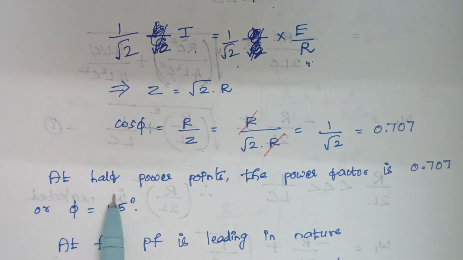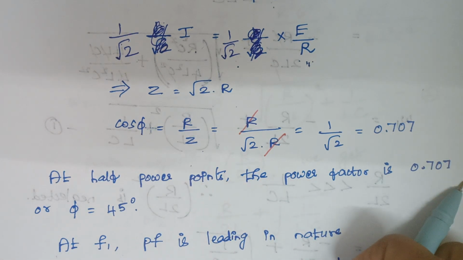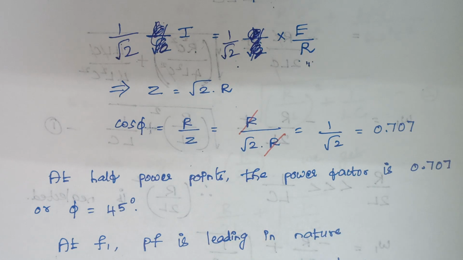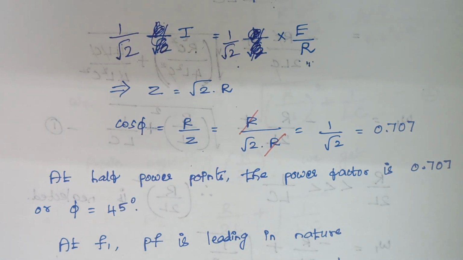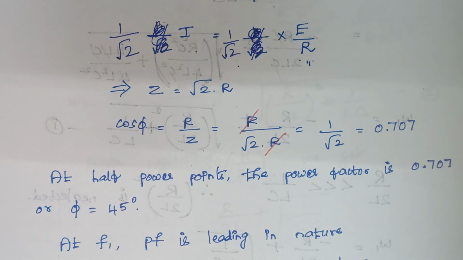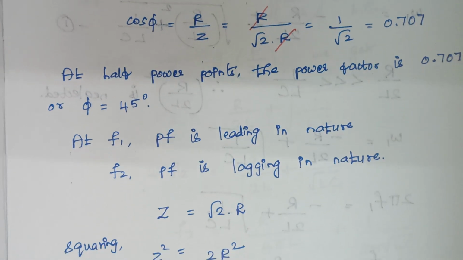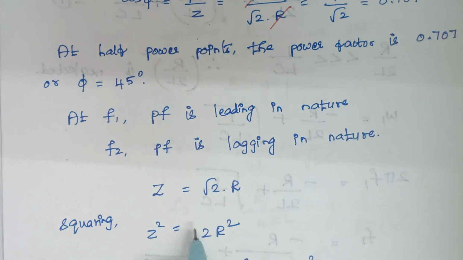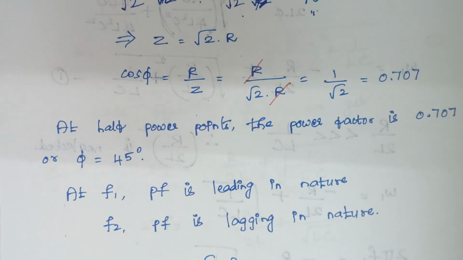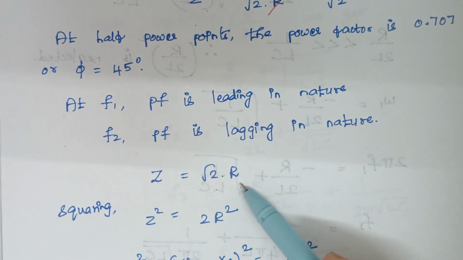The next thing is at half power points, the power factor is 0.707, right? Or we can simply say at an angle of 45 degrees, we are having the power factor as 0.707. So at F1 the power factor is leading, and at F2 the power factor is lagging, right? So let Z is equal to root 2 into R. We have just now calculated it, right? So with the help of this expression, we are going to find some other new things.